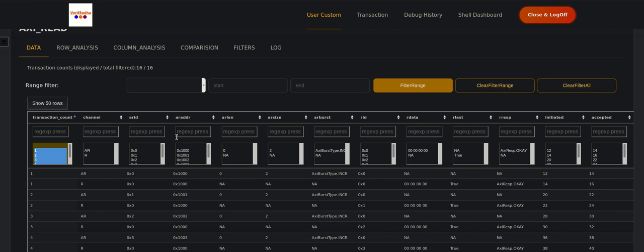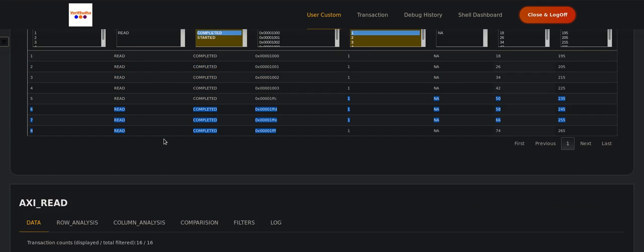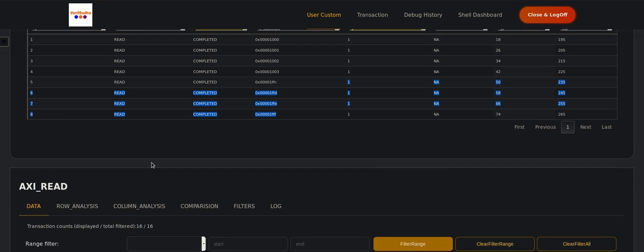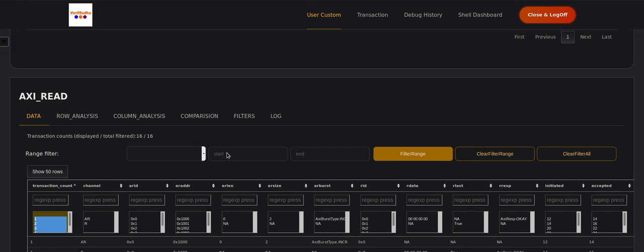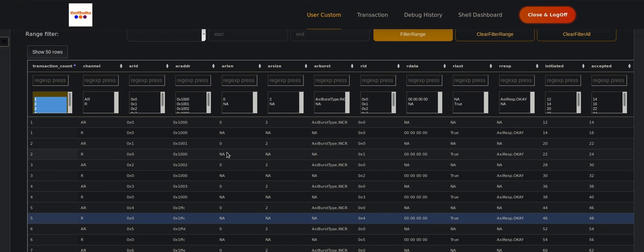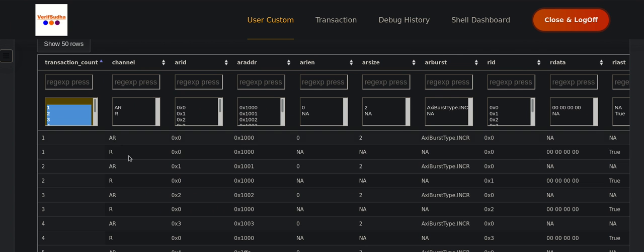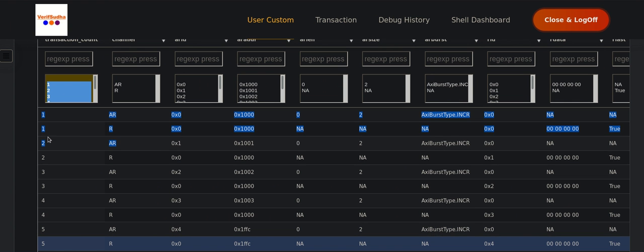Now we had understood that 1 to 8 are the IDs where we had issued the transaction length of one byte. So I have filtered the 1 to 8 over here. Let me zoom this a little bit so that the visibility is better. I have filtered the information from 1 to 8 over here.